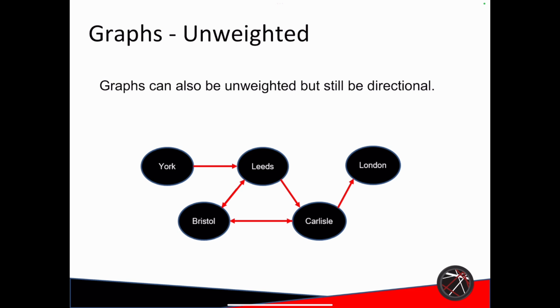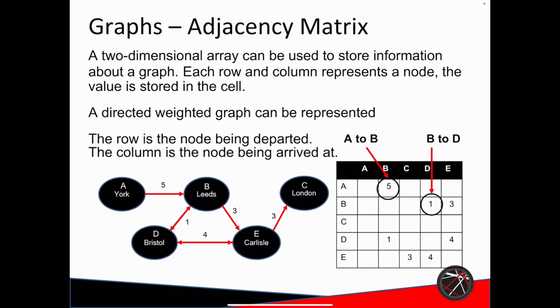So we just have some key names here. We have an unweighted graph that is directional. We can have a weighted graph that is directional, and we can have an unweighted undirected graph or an unweighted directed graph. So we've got all these various terms. You need to make sure you're clear about which is which.